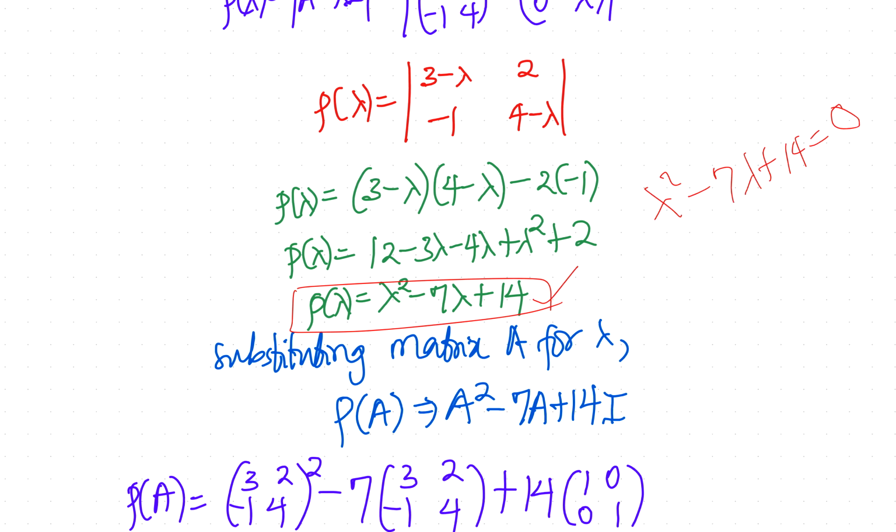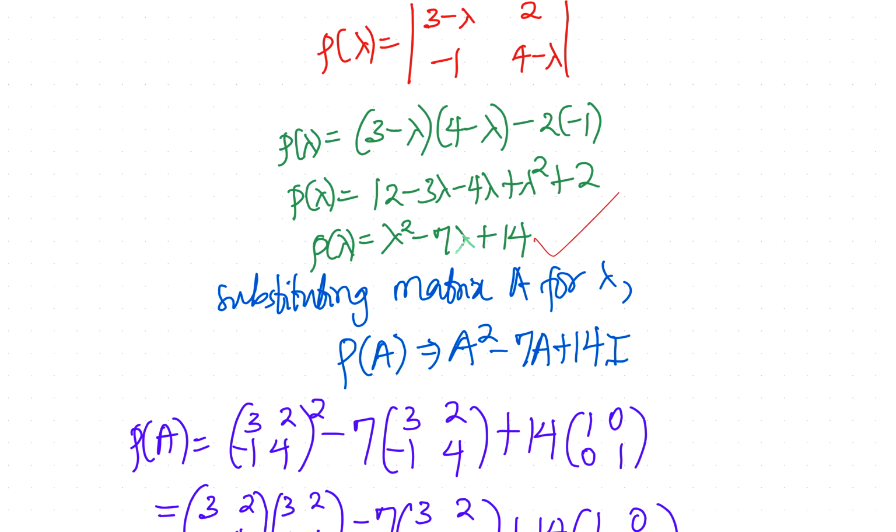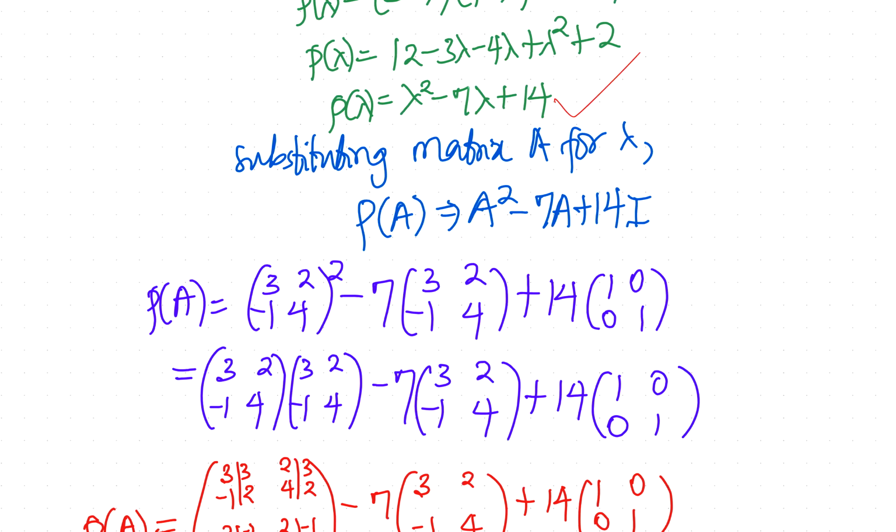And the next thing is, now that you have obtained the characteristic polynomial, to prove the Cayley-Hamilton theorem, it says that if you now replace the lambda here with the matrix you're working on, then it evaluates to 0. So if you substitute matrix A for lambda, that means instead of P of lambda, which is lambda squared minus 7 lambda plus 14, it's rho of lambda, which is equal to lambda squared minus 7 lambda plus 14.